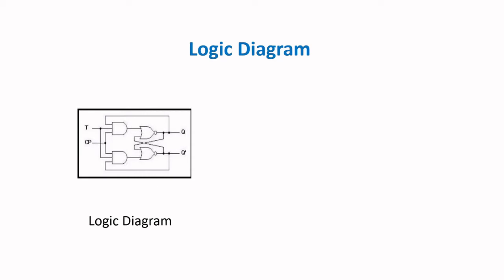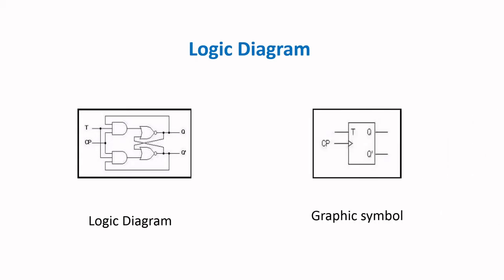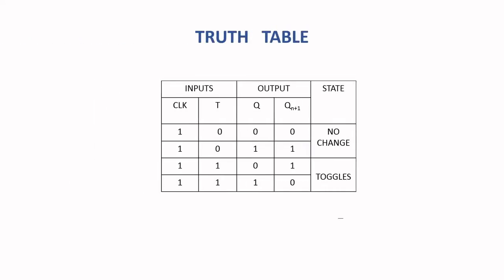The logic diagram of the T flip-flop has inputs T and clock, and outputs Q and Q bar. The graphic symbol of the T flip-flop is given above. The truth table is given below. Inputs are clock and T, and output is Q. When clock is 1 and T input is 0, the output becomes 0. And whenever the clock is 1 and T input is 1, the output toggles.